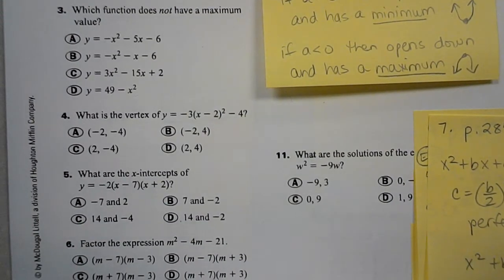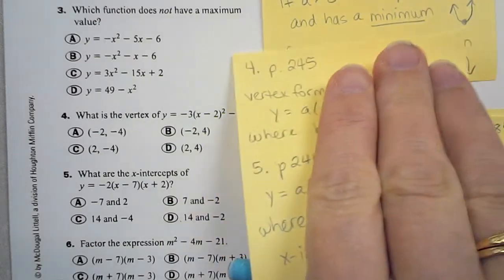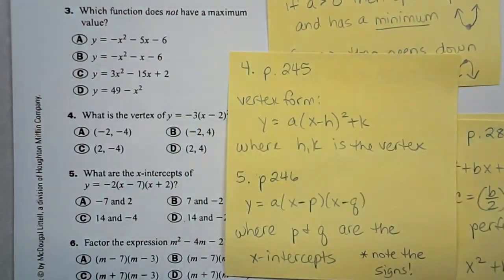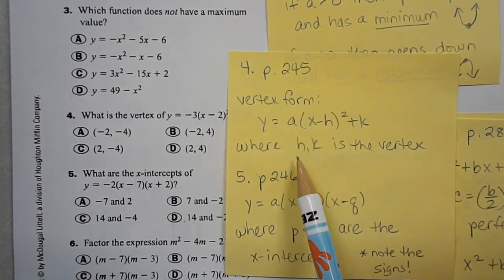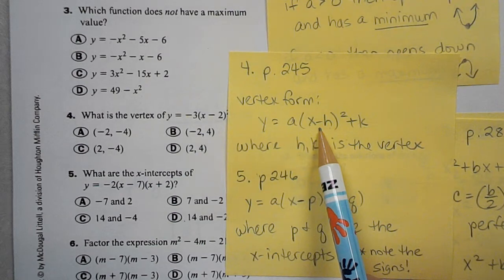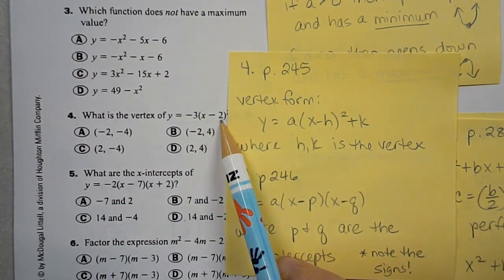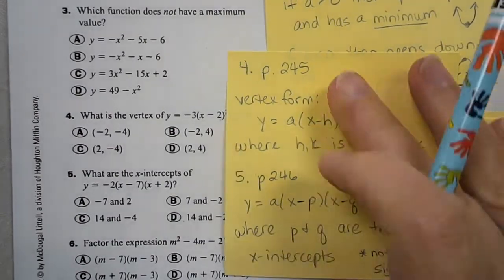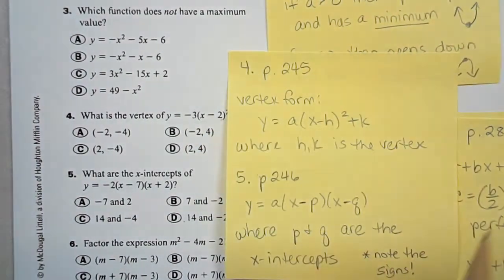Number 4, what is the vertex of this? Well, they conveniently put this in vertex form already for you. This is the vertex form of how to write an equation where the vertex is simply going to be h and k. Now be careful because there's a negative sign here. So there's supposed to be a negative sign. So h would be 2 in this case, and k would be negative 4.